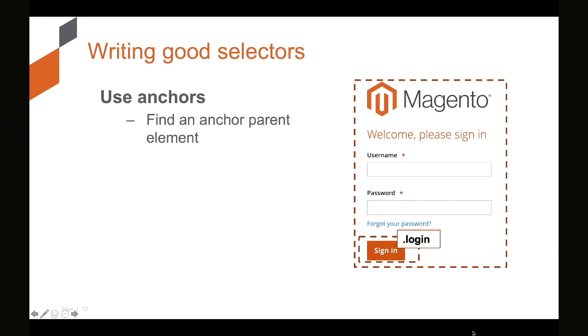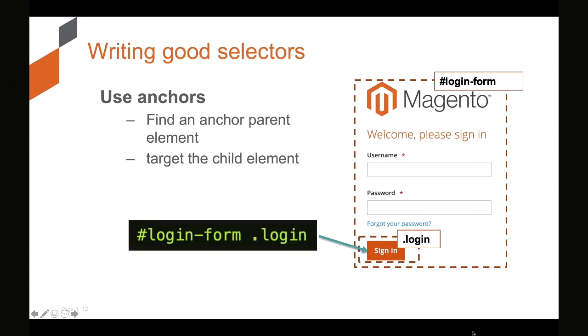In that case, the best approach would be to go just one level up in the DOM and look for an anchor parent element. An anchor parent element should have a unique identifier. And in this example, you have an ID for this form called login form. So that's an anchor element in this case. Then you can target the child element in this way. This is a good practice to make sure that we don't have a very long hierarchy of elements in the selector to get to a child element. So you're going from parent to child in this case.